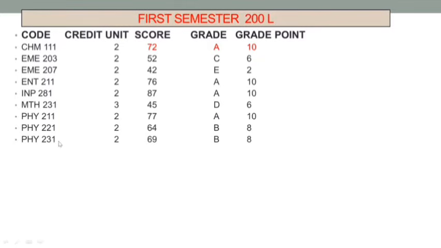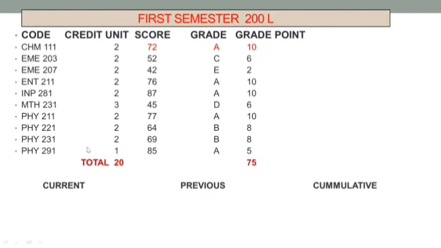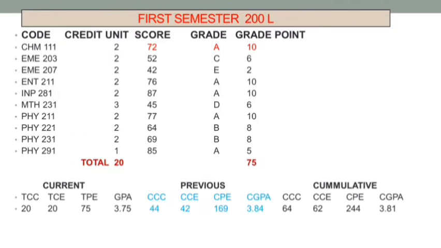PHY 231, a 2 unit course, he scored 69. Oh, he missed A narrowly, which is 70. So he got a B, which is what? 8 points. Then for another course, a 1 unit, he scored 85, which is A. Then the point earned is 5. A is 5. 5 times 1 is 5. So let's compute the result together now.